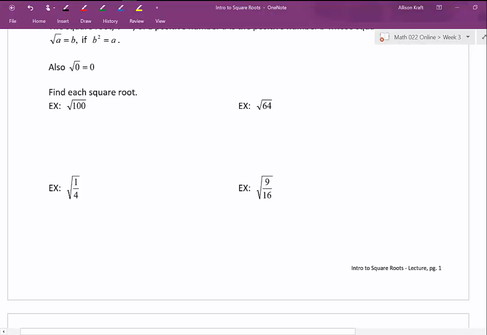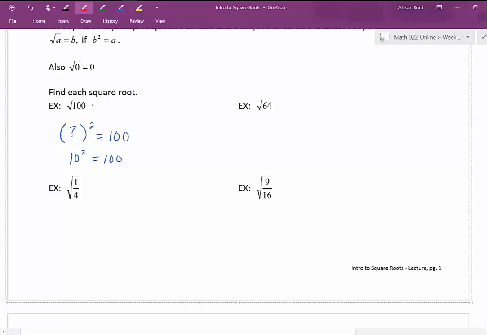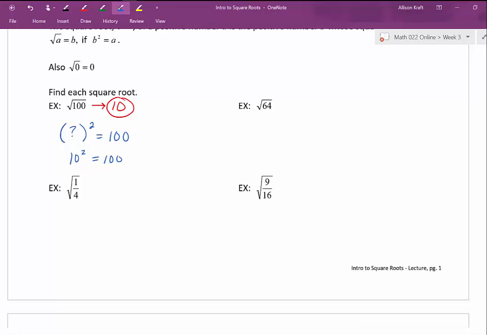When finding the square root of 100, we want to ask ourselves, what number raised to the second power is equal to 100? 10 squared is equal to 100. That means the square root of 100 is equal to 10. The square root of 64. Again, we ask what number raised to the second power is equal to 64. 8 raised to the second power is 64. Therefore, the square root of 64 is 8.